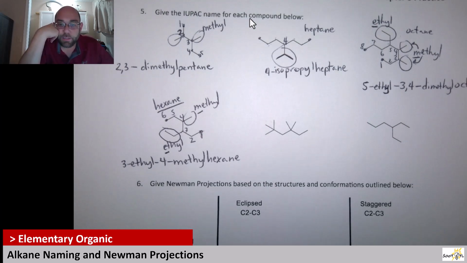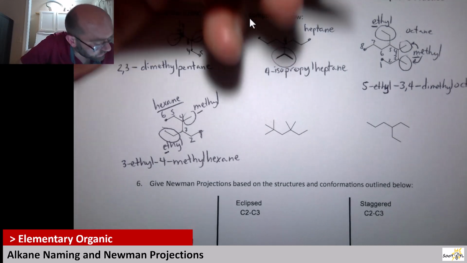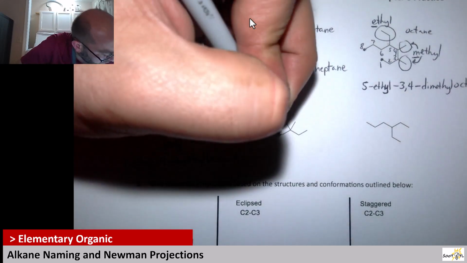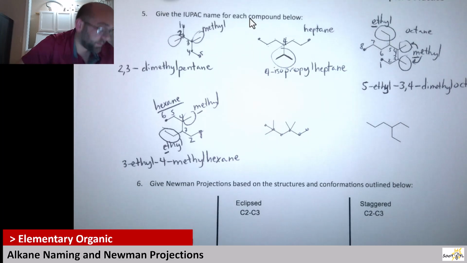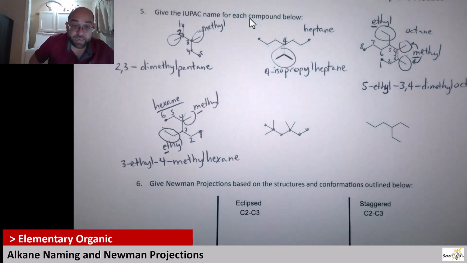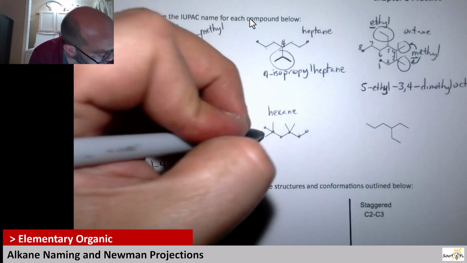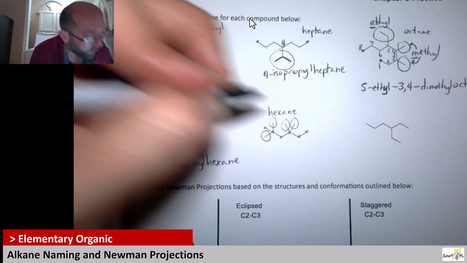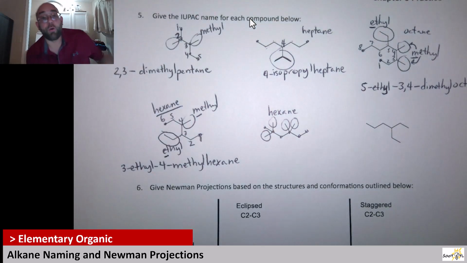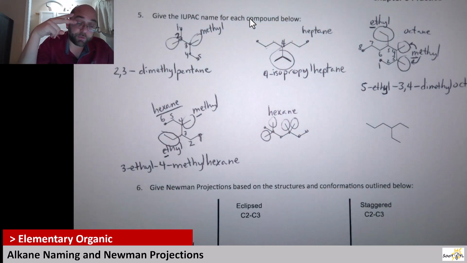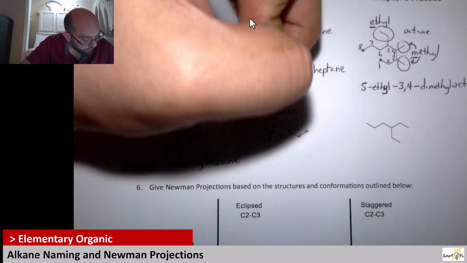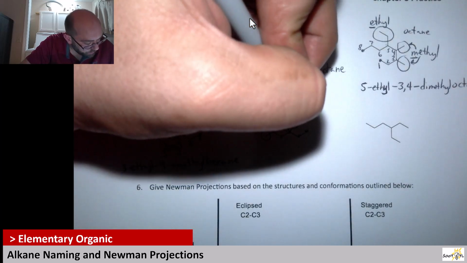All right. Next, looking at this middle one here on the bottom. The longest chain looks like it's going to be 1, 2, 3, 4, 5, 6. So I got another hexane parent. And it looks like I've got 1, 2, 3, 4 methyls. If it's 2, we use di. If it's 3, we use tri. But if it's 4, we use tetra. So I have a tetramethyl thing going on here. Tetramethyl.